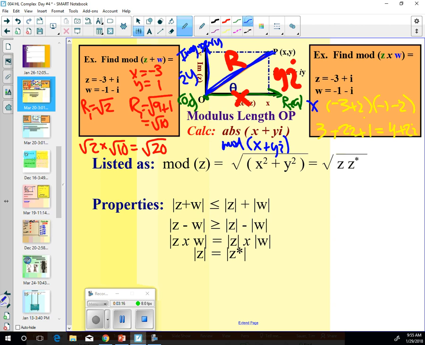So if I took the mod of this product, 4 squared plus 2 squared, what do you get? 16 plus 4, square root of 20.